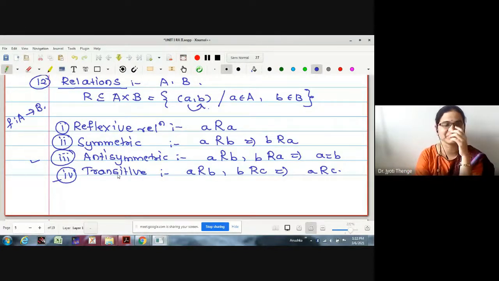Enemyship. Enemy of one another. A person is enemy of another. First, reflexive. A person is enemy of himself or herself. No, ma'am, it is not. It should not be. As I told you earlier, we should love ourselves. Therefore, this reflexive does not hold.